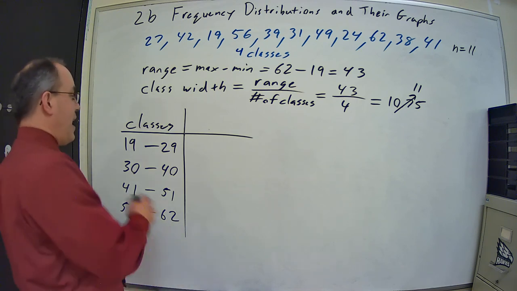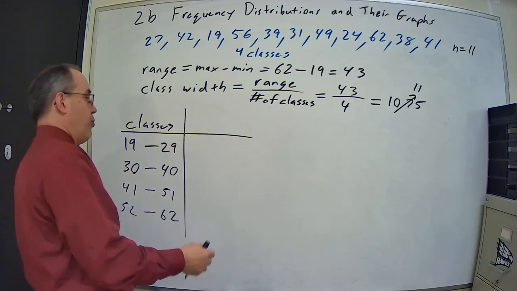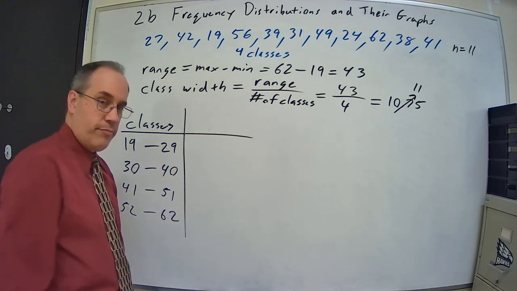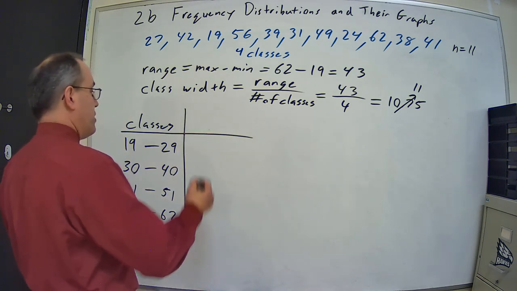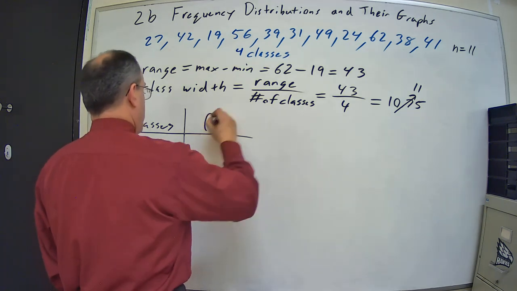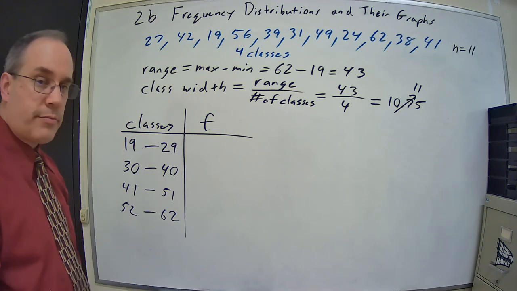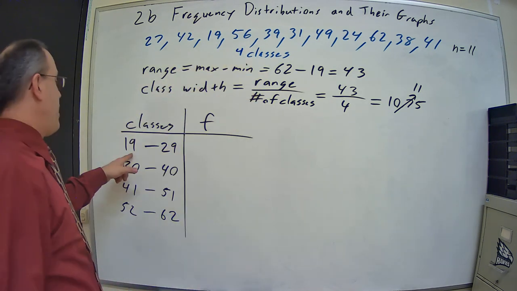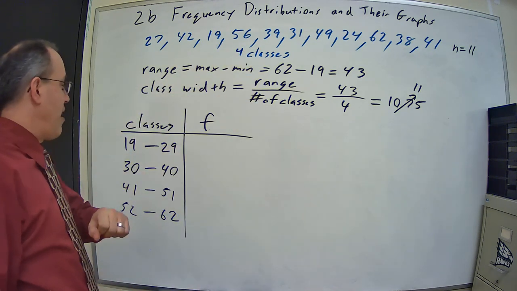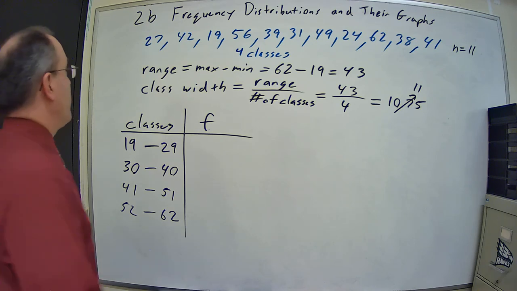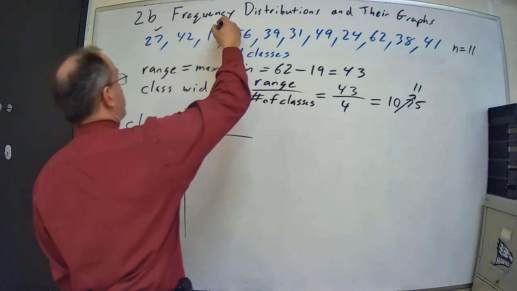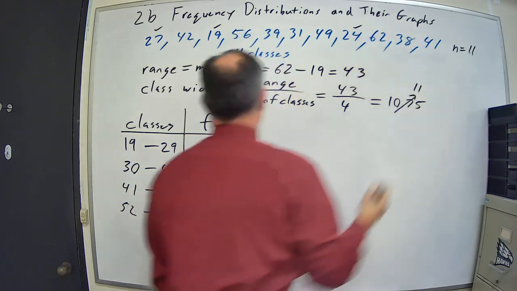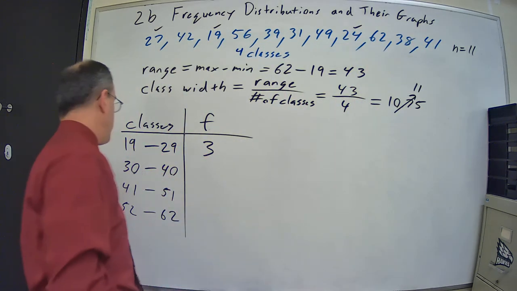Now, just like we had in our qualitative data, we're trying to find the frequencies, and we could use a tally column. I'm not going to, in this case, I'm just going to go straight to frequency, and I'm just going to put an F there for it. So what I'm going to do is look at these data values and see how many I have between 19 and 29. So I've got 1, 2, 3. I have 3 between 19 and 29.